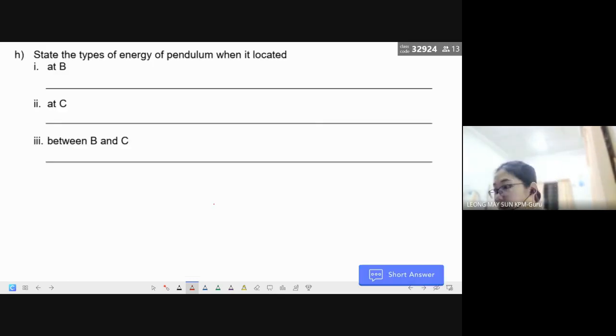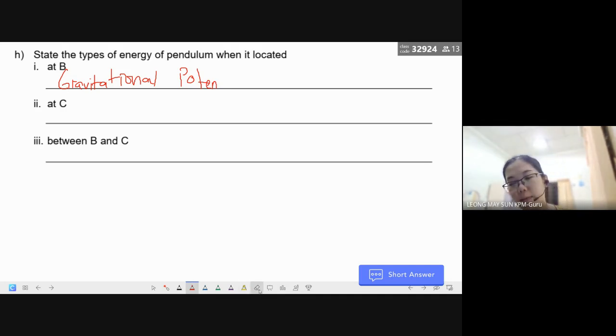So Erica, I did not receive your answer, sorry. Okay, state what type of energy the pendulum has when it's located at B. B is at vertically downwards, so that is gravitational potential energy. All right, the energy is gravitational potential energy.